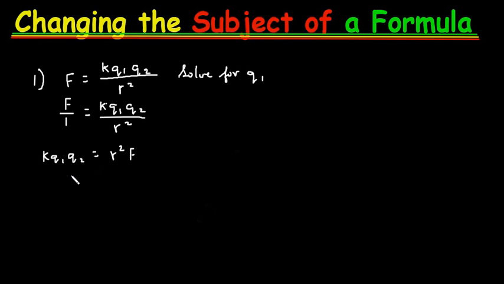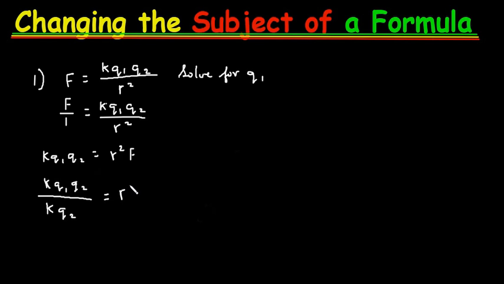At this moment, we wish to make q1 the subject of the formula, but we have two intruders. We have k and we have q2. Since k is multiplied to q1 and q2 is multiplied to q1, in order to get rid of the two intruders k and q2, we divide by k and q2 on both sides of the equation. So we will write kq1q2 divided by kq2, and what we do on the left side we must do on the right side in order for it to be balanced.